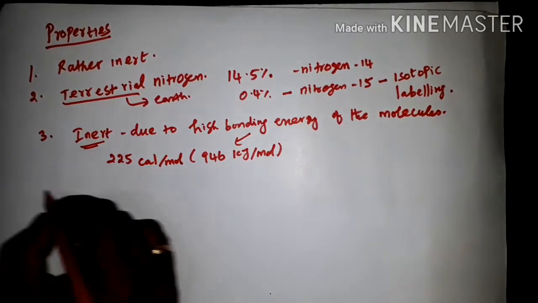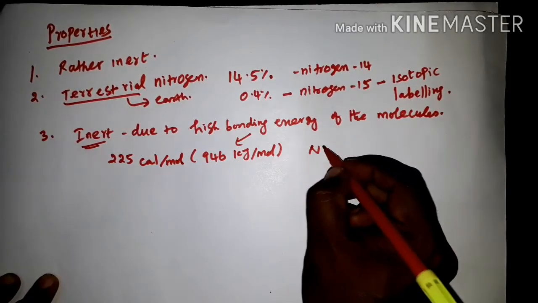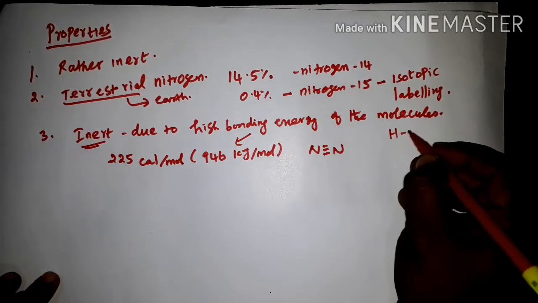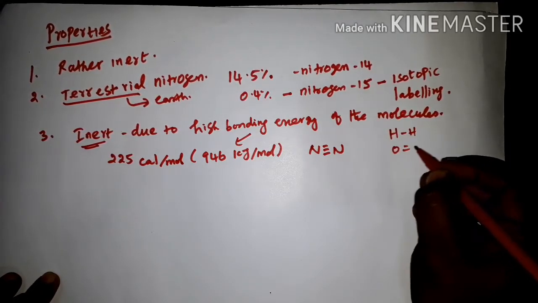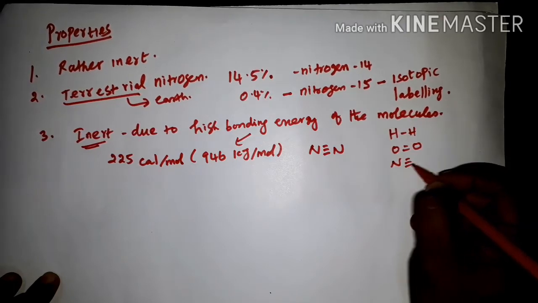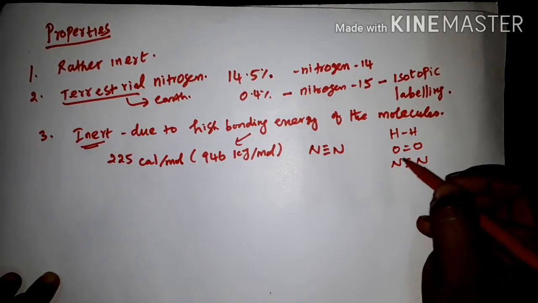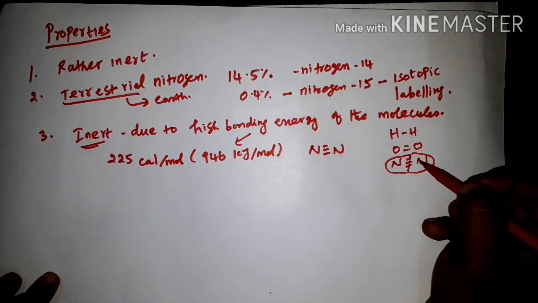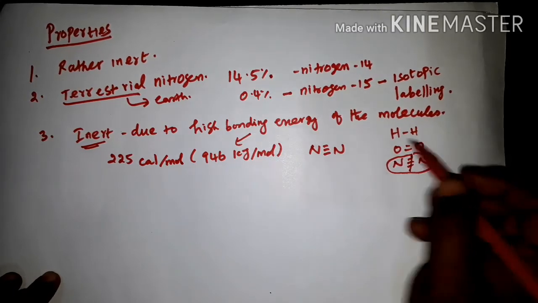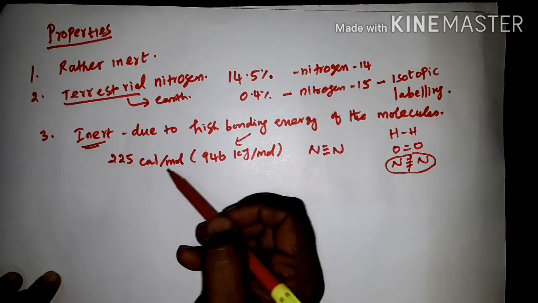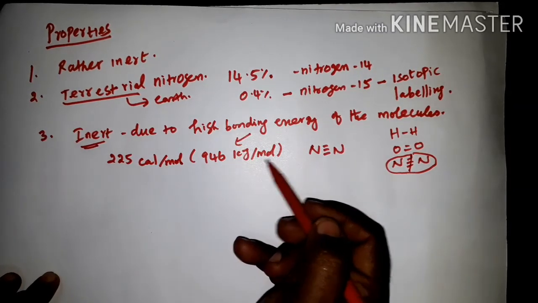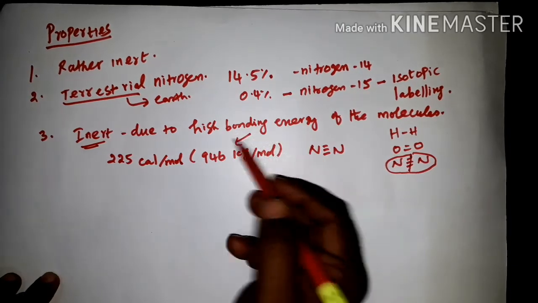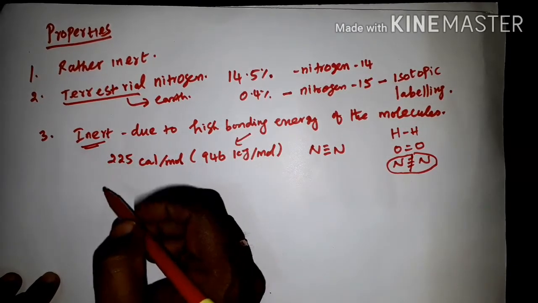Okay. Usually nitrogen contains a triple bond, N triple bond N. You know very well that hydrogen contains a single bond, oxygen contains a double bond. Now nitrogen contains a triple bond. So the bond energy to break this nitrogen triple bond requires 225 calories per mole or 946 kilojoules per mole. So this much energy is required to break the bond, so that it is highly inert.